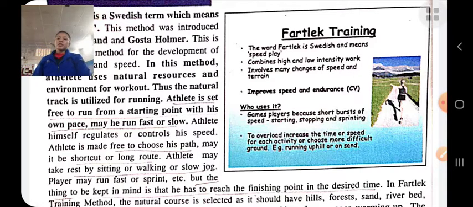The first point is that in fartlek training method, we do this training in a natural environment. The athlete is free to use his own speed. In this training method, the athlete can do running, jogging, walking, sitting, etc. He is free. He regulates or controls his speed.